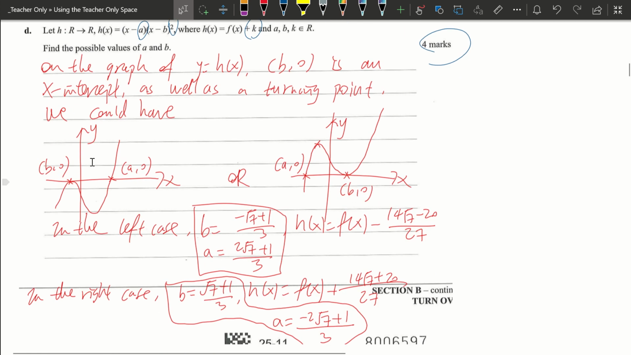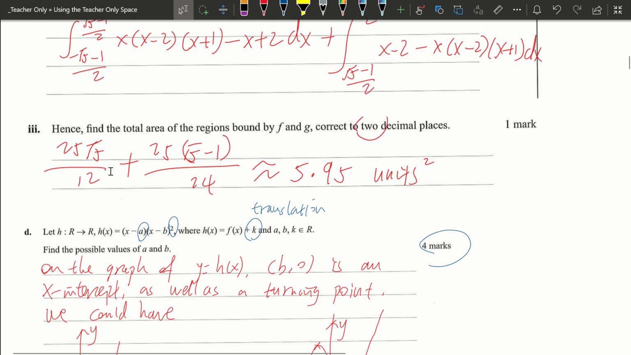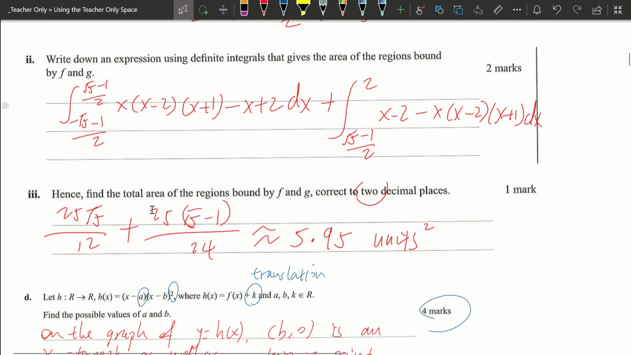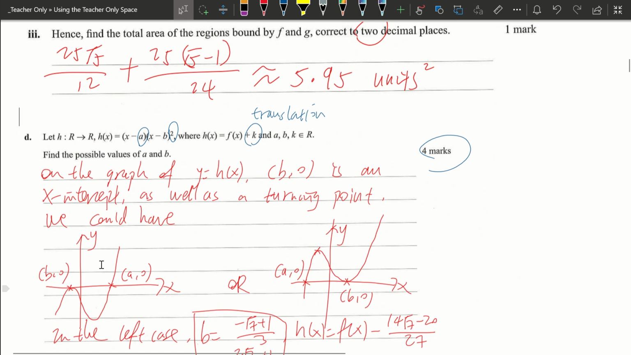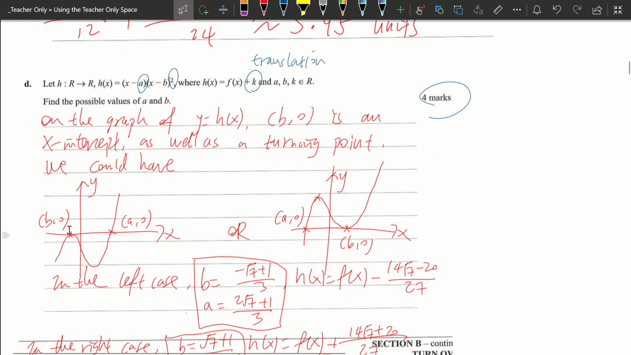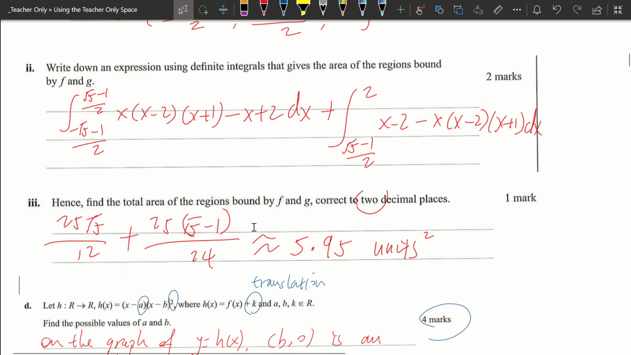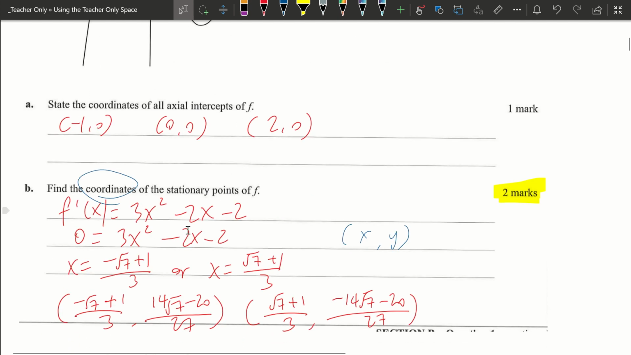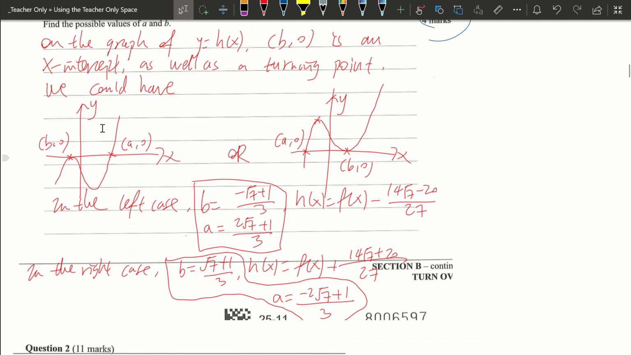So in the left case, we basically just want to take the original f graph and translate it up or down to get to my left case, which really just means translate it down, right? If I translate this down, this turning point is going to come to the x-axis, and that's all I want. I want the turning point to be on the x-axis. And that's okay to do, because I know the x value of the turning point, I did it just here. And so I know what b is.